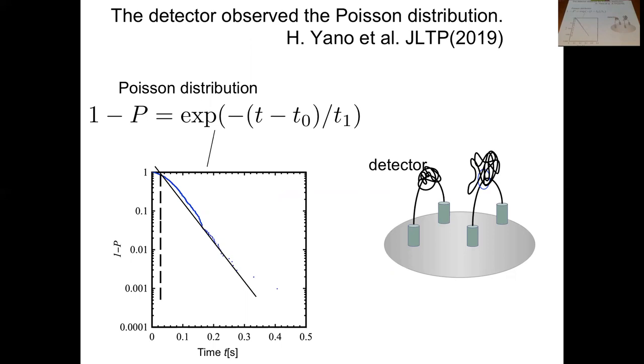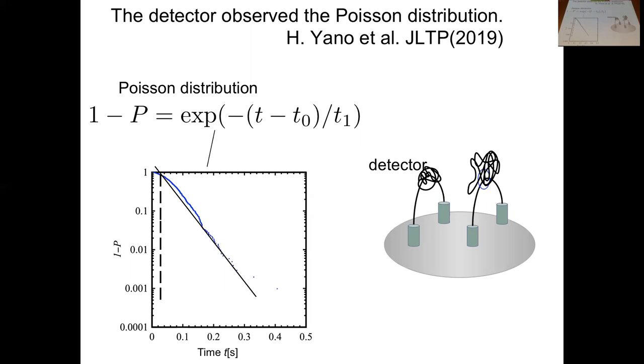So they observed the probability of the detector. The horizontal axis refers to time. The vertical axis refers to 1 minus P. P is the probability of the wire detector catching the vortex rings. So what does it mean? In this case, the small vortex rings move very fast because of their high self-induced velocity, and the large vortex rings move very slowly. So at the beginning, this part comes from the small vortex rings, and this part comes from the large vortex rings.